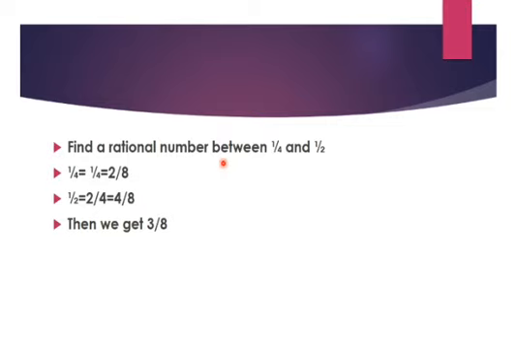Once more, in this rational number, the denominators are not the same. Then we take the LCM of both 4 and 2. We get 4. Then 1 by 4 is equal to 1 by 4 and 1 by 2 is equal to 2 by 4. By LCM, 2 by 4 is equal to 1 by 2. Then we cannot find a rational number between 1 by 4 and 2 by 4. Then we multiply numerator and denominator with 2. We get 2 by 8 and 4 by 8. We can easily find a rational number between 2 by 8 and 4 by 8, 3 by 8.